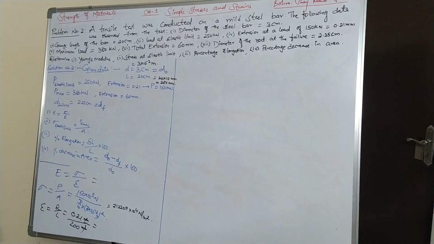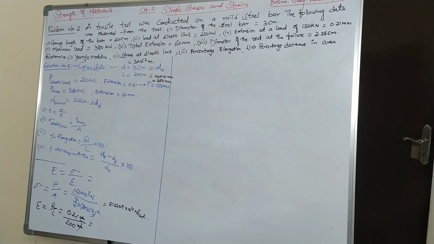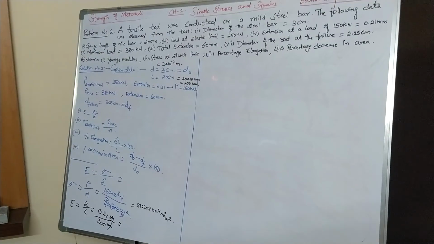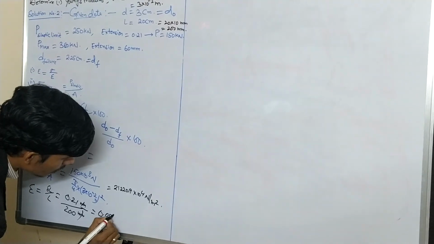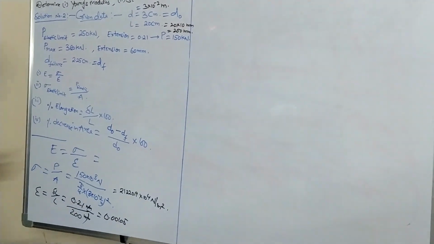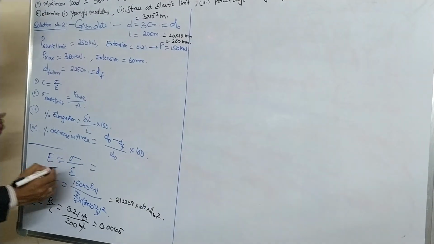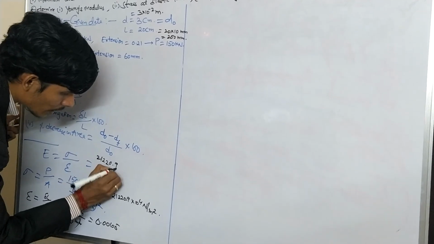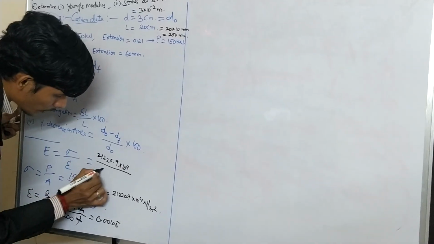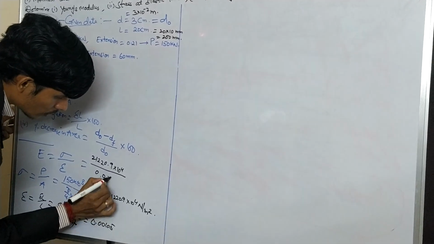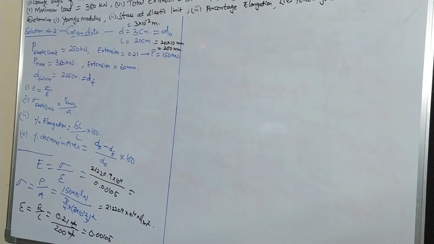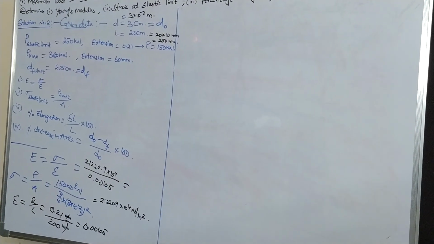So on simplification, what will be the strain value? On calculation in a calc, you will get strain value as 0.00105. The strain value is 0.00105. So substitute stress and strain value over here: 21220.9 into 10 to the power of 4 by 0.00105. On simplification in a calc, if you do it, how much value will you get?